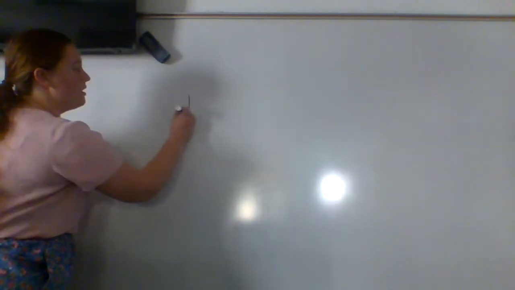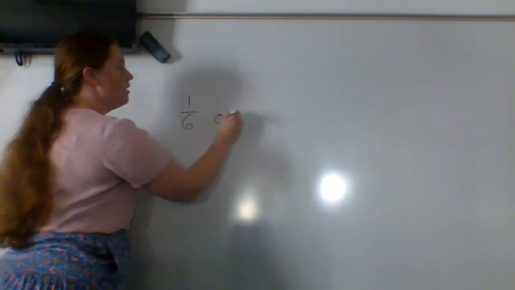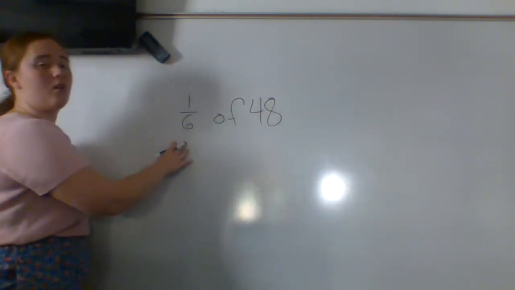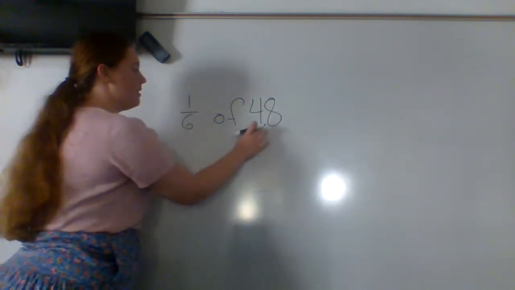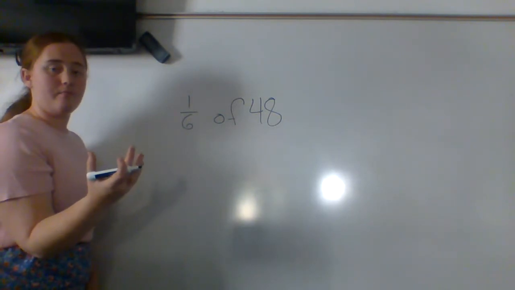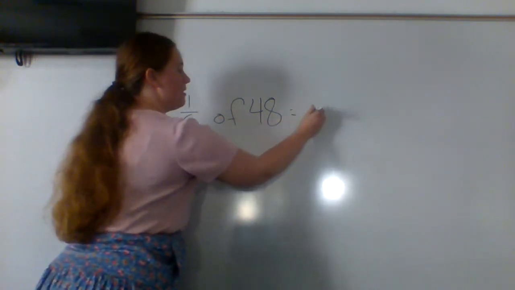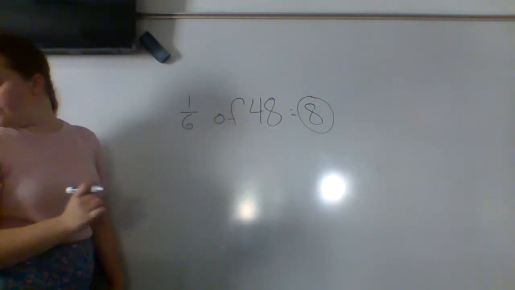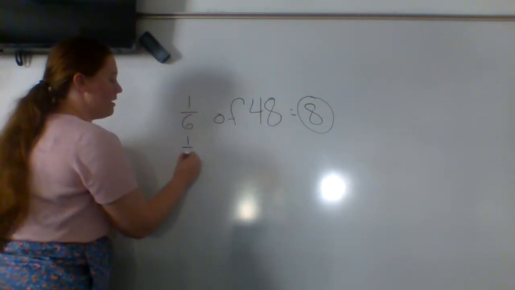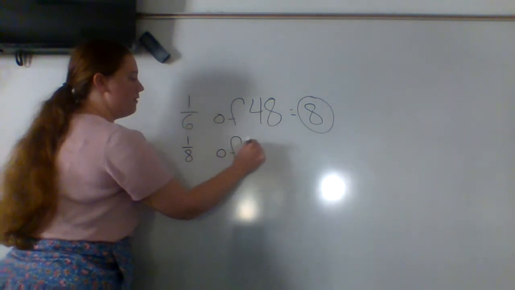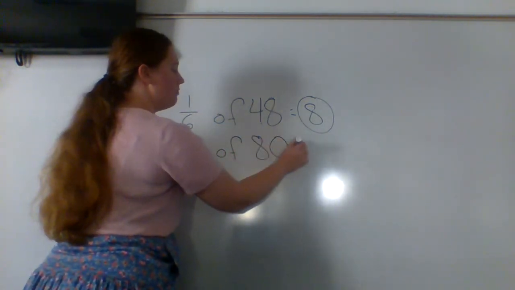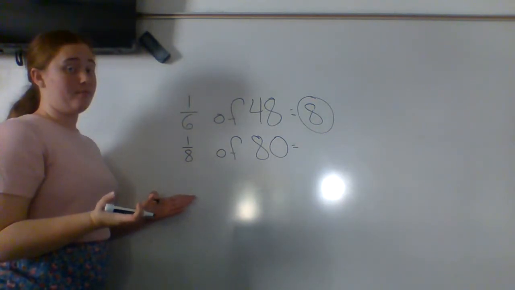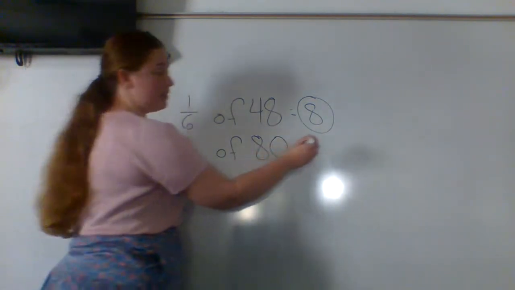We have 1/6 of 48. Okay? Of course, we are dividing 6 into 48 how many times? Right. 8. Good. We have 1/8 of 80. 8 will go into 80 how many times? Good. 10, right?